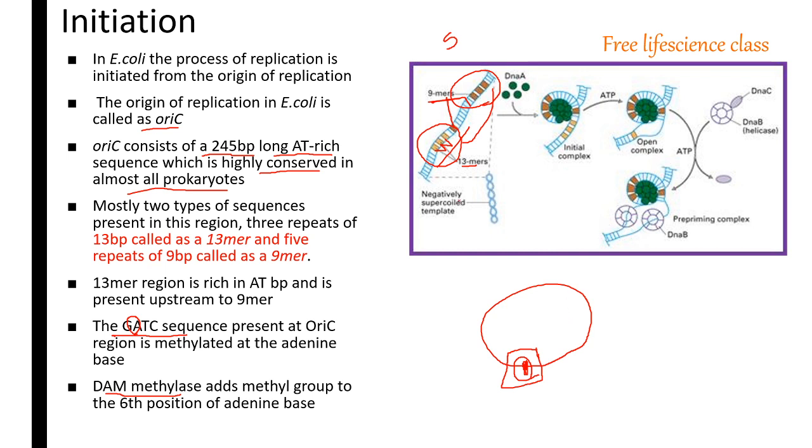In this picture you can see that some proteins, which we will discuss later, come and bind to the 13-mer and 9-mer regions so that the DNA bends and forms an open complex, so that initiation can take place easily.